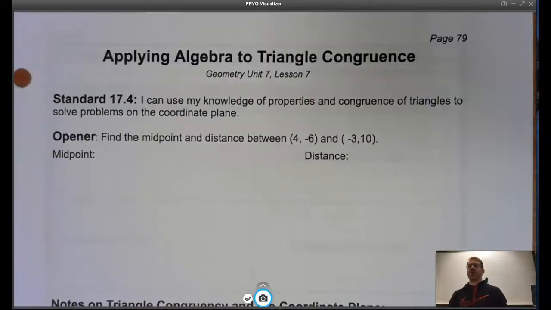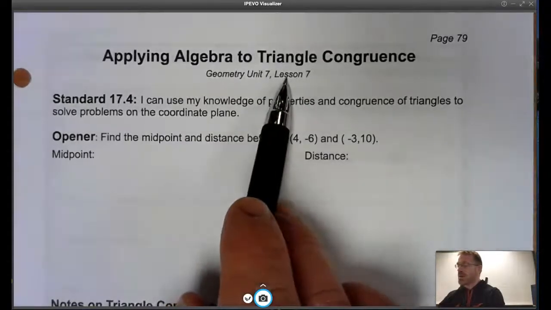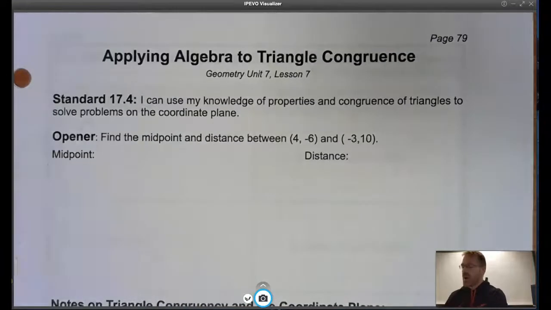Right, so we're going to wrap up our final lesson on congruency by looking at congruency of triangles in the coordinate plane. Once again, it's going to connect to all of our shortcuts that we've already talked about. However, how we get to those shortcuts, how we gather that information, is what differs. So you can see that we're on Lesson 7 of Unit 7 on page 79, and this takes care of that last standard, 17.4.